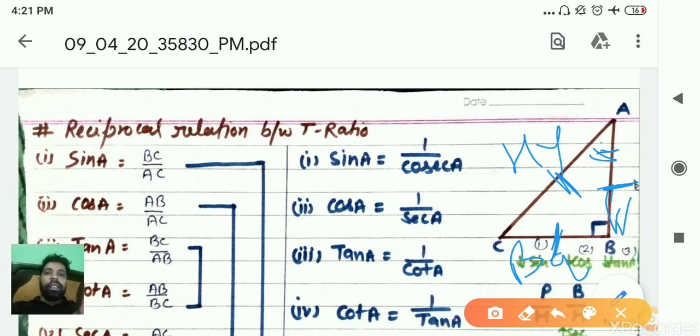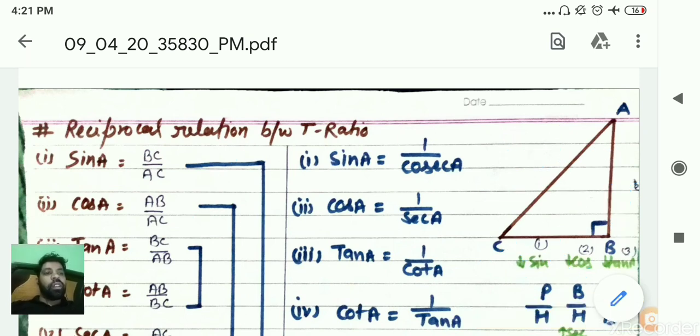So now you can see that sin A, as I told you, is the ratio of the opposite side to the hypotenuse. So the opposite side here is BC, as you can see, and the hypotenuse is AC. So we can say sin A is equal to BC upon AC. Similarly, cos A, since we are talking about the angle A, is the ratio of the base to the hypotenuse. So the base is AB and the hypotenuse is AC. So we got cos A is equal to AB by AC.